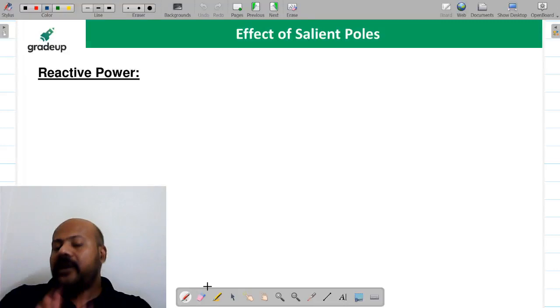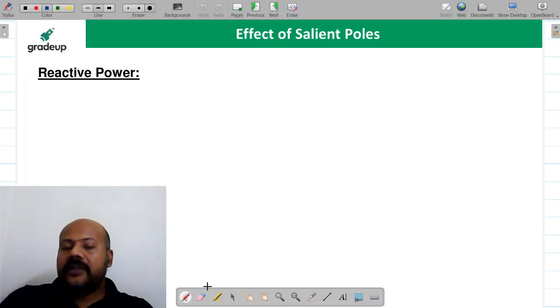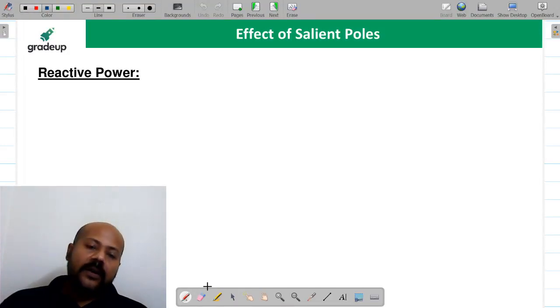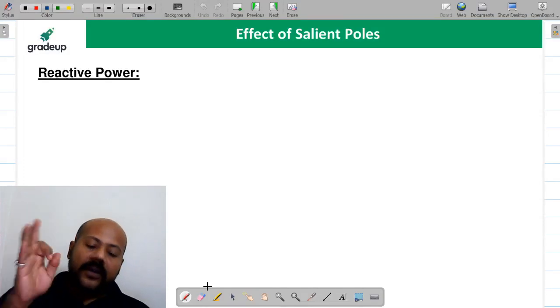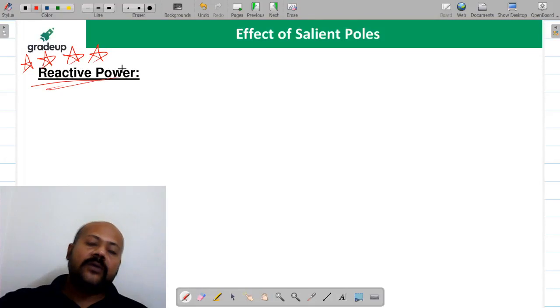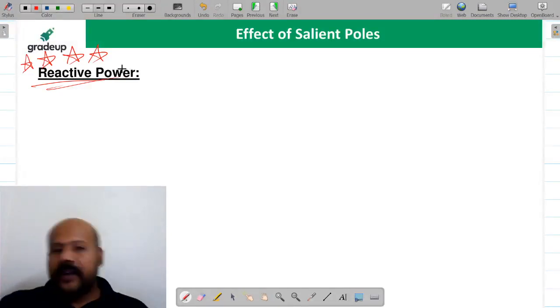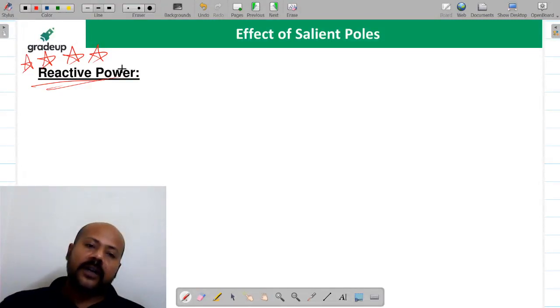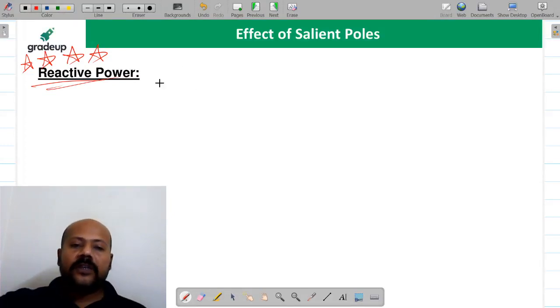Now, beta, we are going to discuss whether it is synchronous generator or synchronous motor, what is going to be the case of reactive power? Let me tell you, this is a very, very important concept, and you should not miss it, because a lot of interviews are going to ask you about this reactive power, different cases for the synchronous generator and synchronous motor. So first, beta, we are going to take the case of synchronous generator.